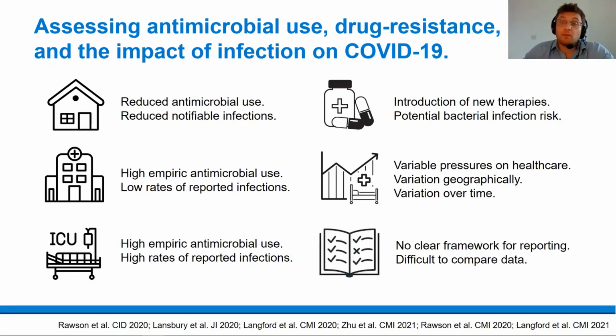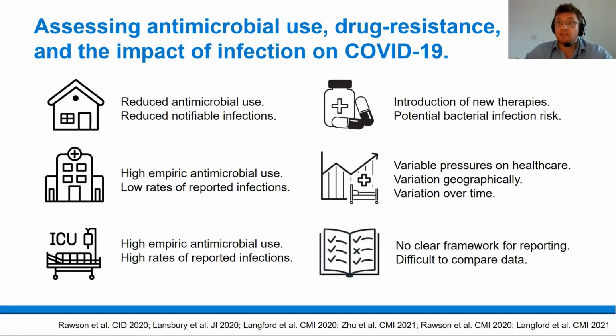And in terms of what we are aware of, there's some quite clear data now around antimicrobial use, drug resistance, and the impact of infection on COVID-19, as well as a significant number of outstanding questions. And so in general, we've seen that in the community, there's been a reduction in the amount of antimicrobials being prescribed. But equally, there's been a reduction in the number of notifiable infections. In hospitals and acute care in general, we've seen high rates of empiric antimicrobial use reported, but actually overall low rates of reported bacterial infections in patients with COVID-19.